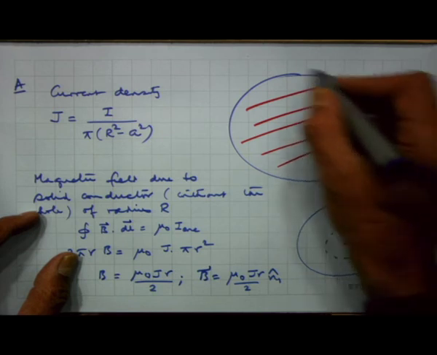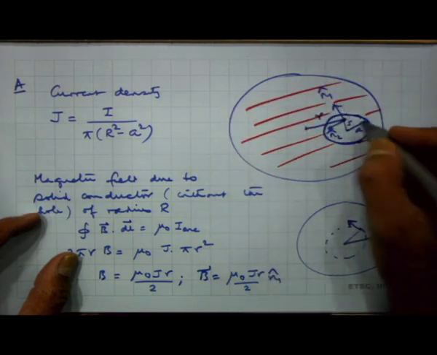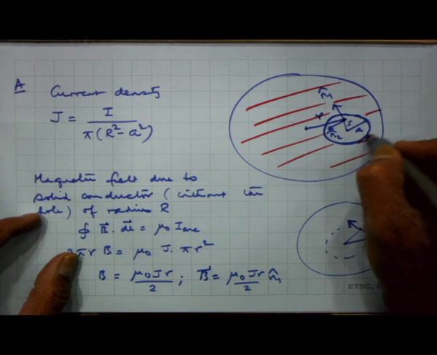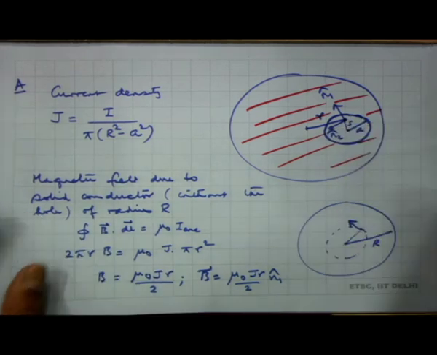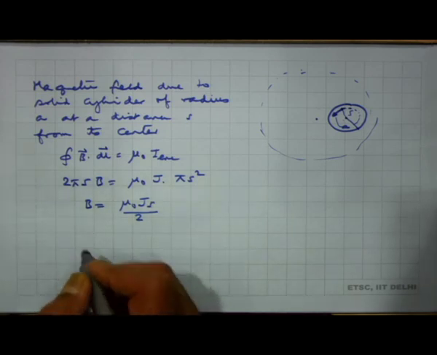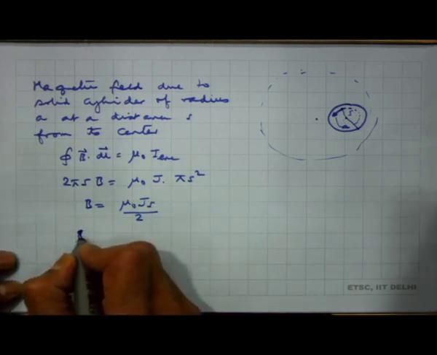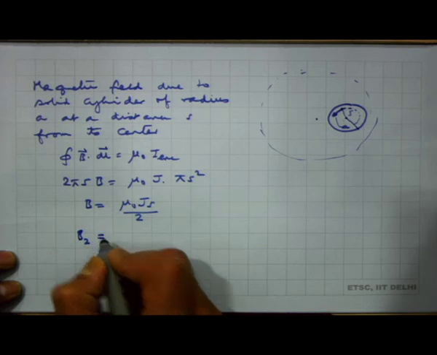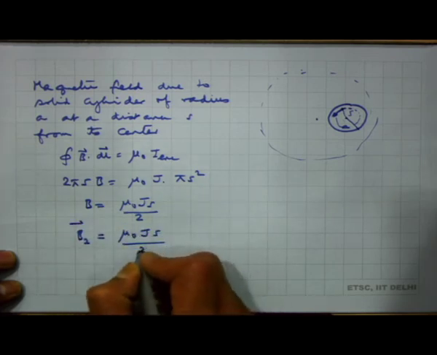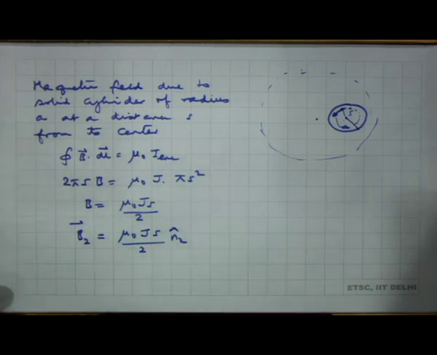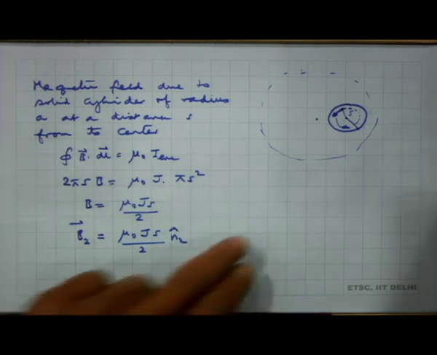The magnetic field produced by the thick conductor is in this direction. At the same point, the magnetic field produced by a conductor of radius a carrying current in the same direction is in this direction, which I am calling N 2. So, let me call this B 2 is equal to vector mu naught j s by 2 into N 2 cap. Now, let me draw a figure here to explain better.